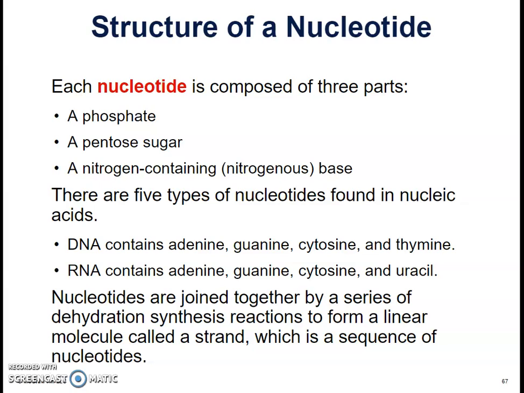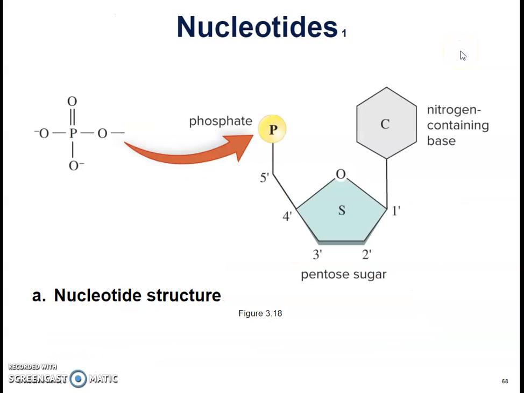Now these nucleotides, which are made up of all 3 of those parts, are joined together by a series of dehydration synthesis reactions to form a linear molecule called a strand, which is a sequence of nucleotides. So each nucleotide has a phosphate, a sugar, and a nitrogen base, and they're bonded together to make that nucleotide, and then those nucleotides are bonded together in a long strand. So here's what an individual nucleotide looks like. Here's our phosphate, our pentose sugar, and our base containing a nitrogen atom.